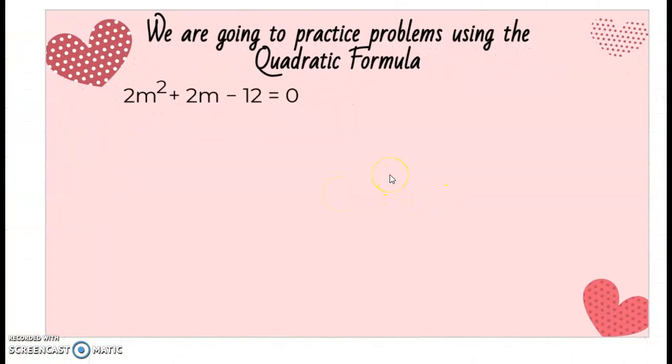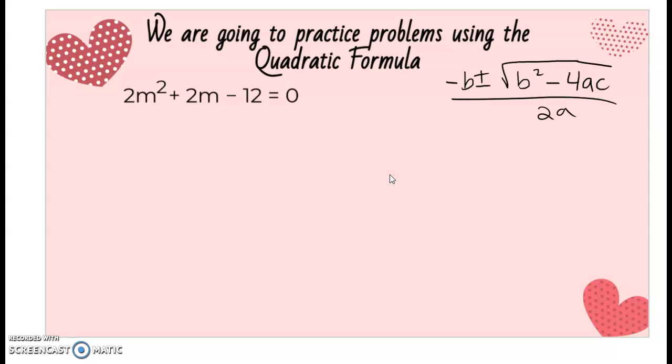So remember, the quadratic formula is negative b plus or minus the square root of b squared minus 4ac, all over 2a. Either way. Okay, so what we're going to do is label what is a.